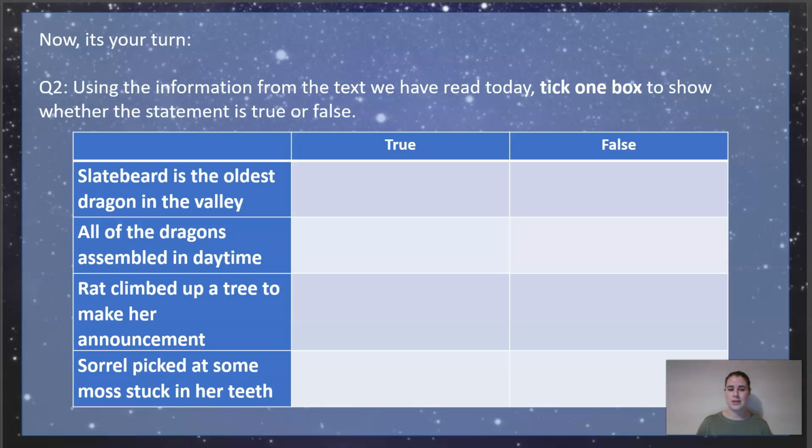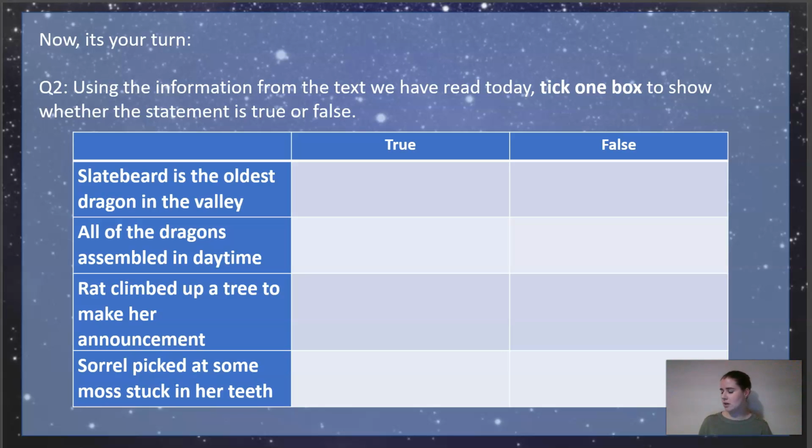Okay, so let's go through these together. So Slatebeard is the oldest dragon in the valley. So the key word I think I might be looking for in there is I need to know who Slatebeard is. So I'm looking for the name Slatebeard in my text. And the question wants me to know whether he's the oldest dragon. Okay, so I need to find Slatebeard and the word oldest to see if I can read around that sentence that's going to tell me whether that statement is indeed true or false.